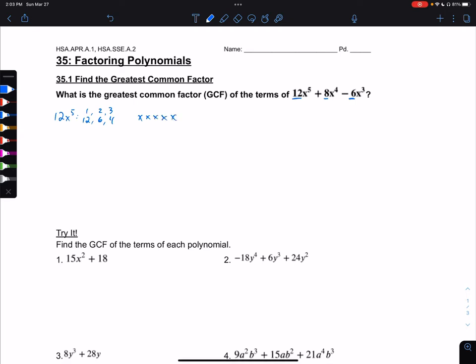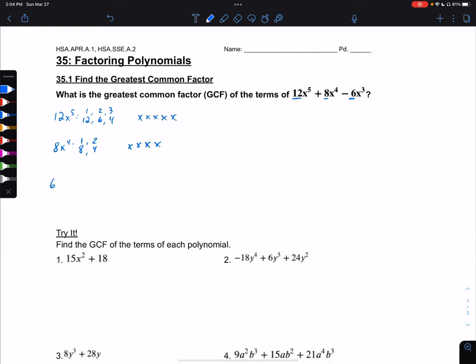Now, as you get better at this, you will not show all of this work. But for now, we just want to show the whole process. So 8x to the 4th, same idea. You're looking for factors of 8. What numbers divide into 8? So we'd have 1 and 8, 2 and 4. And then 4 x's.